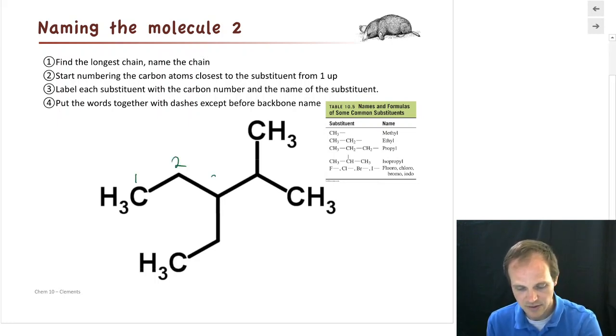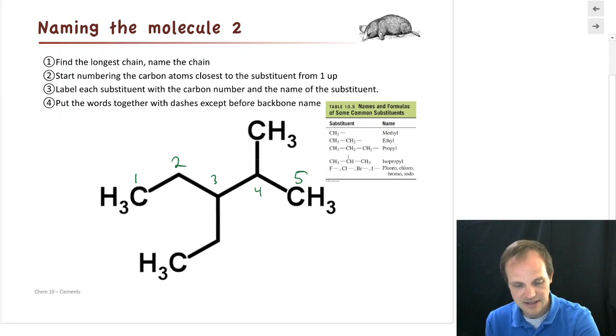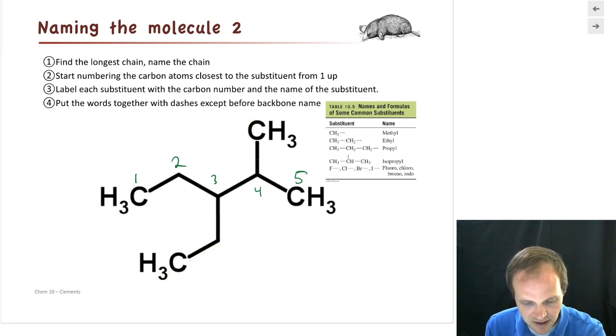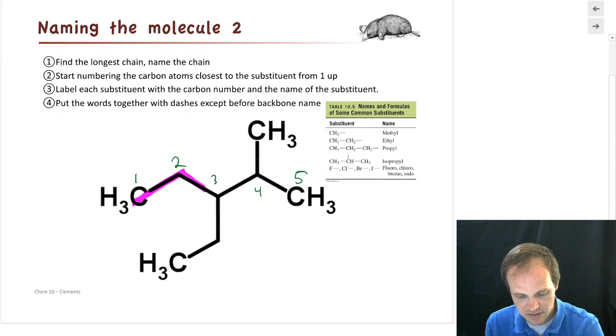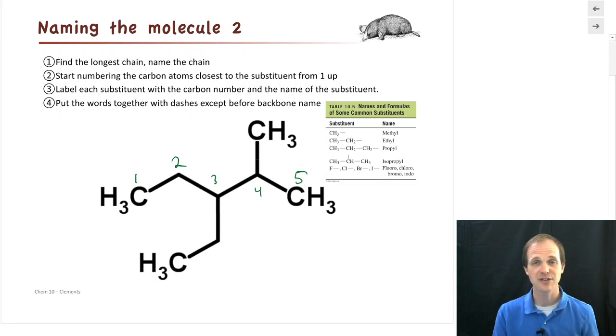1, 2, 3, 4, and 5. So I get 5 if I go that way. If I take a different path, I get 1, 2, 3, 4, 5. If I take that green path, so that's pretty much the same. If I take a 1, 2, 3, 4, 5, that's 5. In this class, it doesn't matter which path you take.